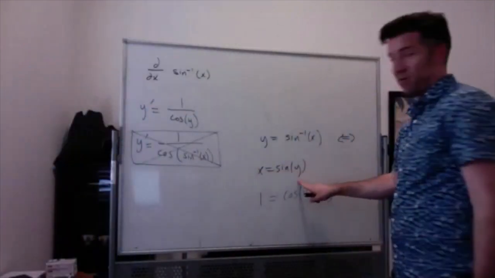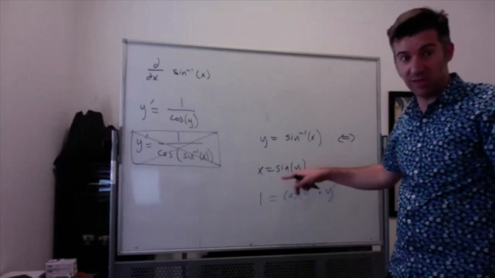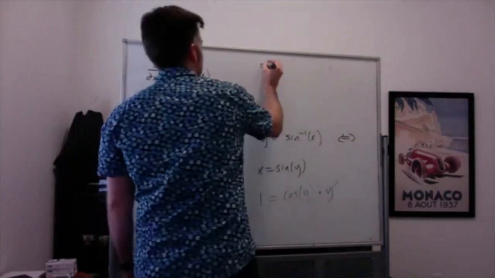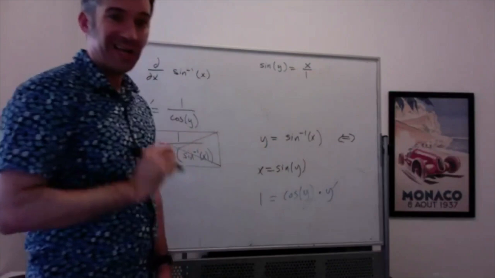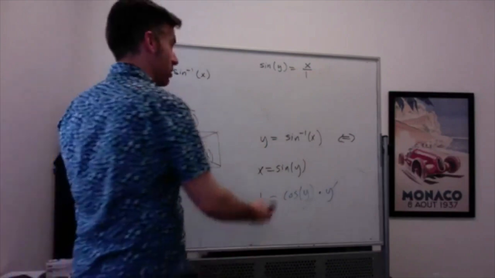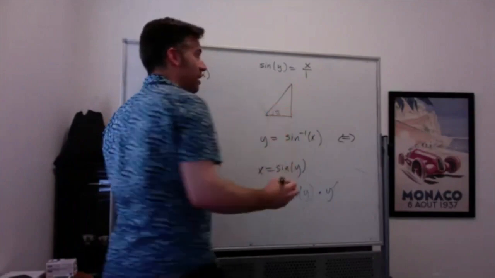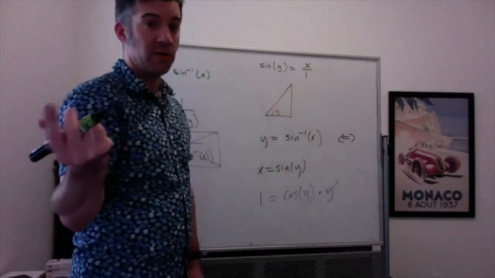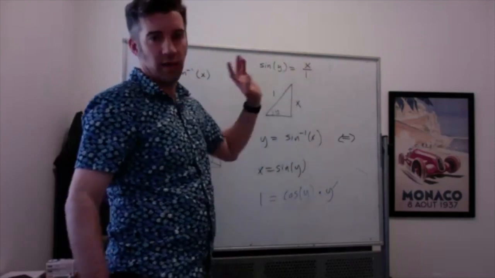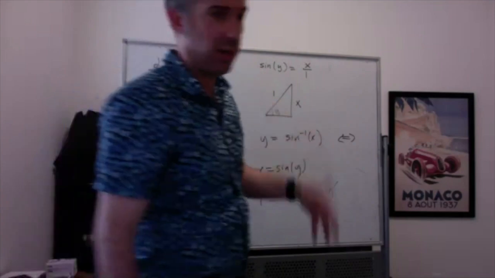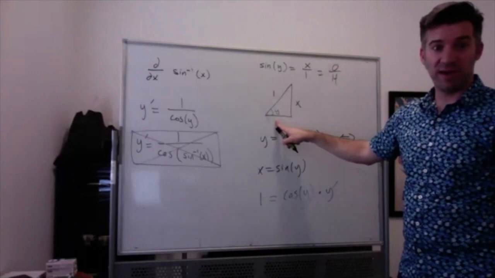Sine of y, I'm going to think of y as an angle because I take sine or trig functions of angles, is equal to x. So sine of y equals x over 1. I can draw a triangle where that's true. It's a right triangle. The angle is y, and sine is opposite over hypotenuse, so sine of y is x over 1. That's why I wrote it as a fraction, so that I can think of it as opposite over hypotenuse.